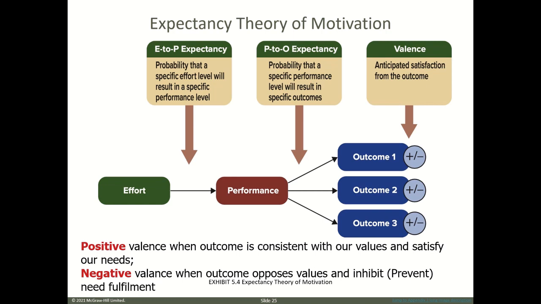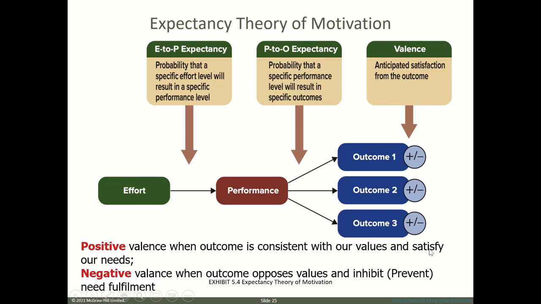Definitely the specific performance level is what that person will achieve by their efforts. So that is a kind of expectation, a probability that the person has in their mind. It is based upon their talent, skills and experience. Now P to O: P means performance, and what will be the outcome of that? It is the probability that a specific performance level will result in specific outcomes. The outcome may be positive or negative, which is considered valence, and the anticipated satisfaction from the outcome is judged.